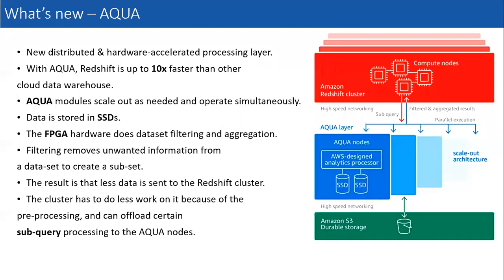So whenever you are running a query, the first step will be hitting a subquery, and then it will hit the Aqua layer. In the Aqua layer, you are going to filter out the unwanted records, or you are going to roll up the records by grouping them. So that aggregation will happen in the Aqua layer. It will submit the results back to your compute nodes.